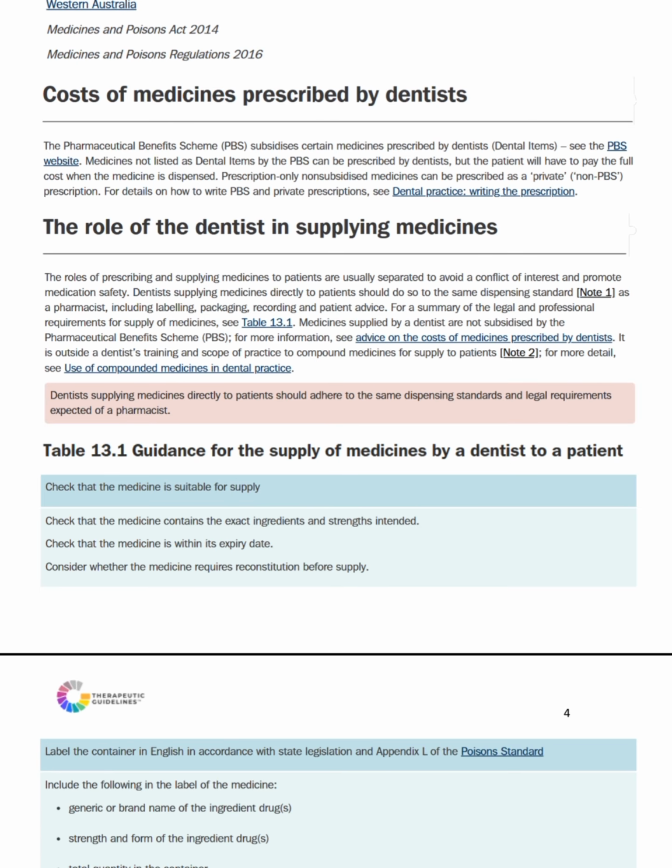Now, medicines supplied by a dentist are not subsidized by the PBS, which is the Pharmaceutical Benefits Scheme. For more information, we can see the advice on the cost of medicine prescribed by dentist. It is outside a dentist's training and scope of practice to compound medicines for supply to patients.